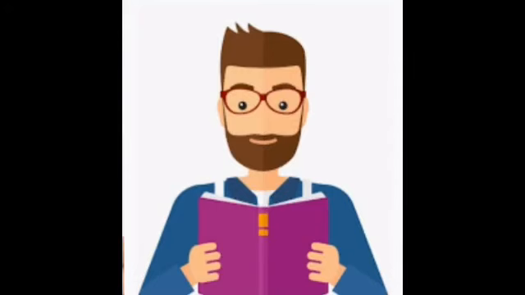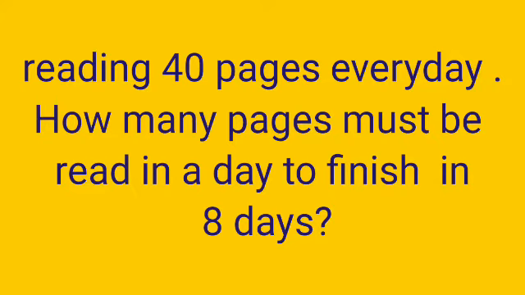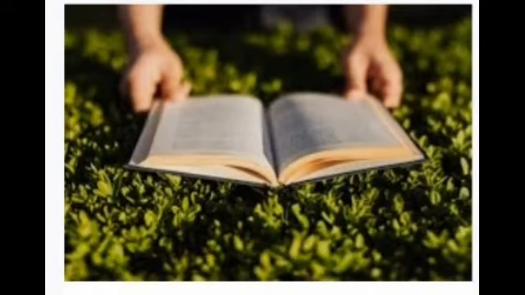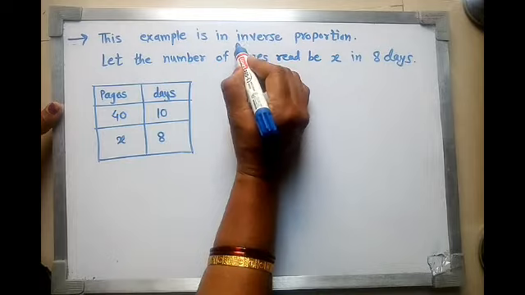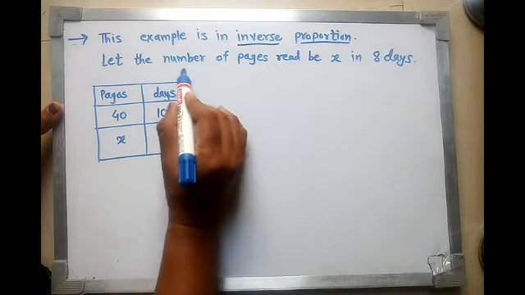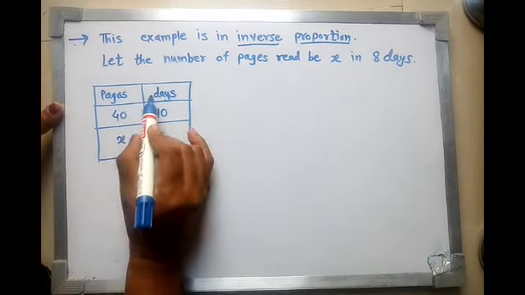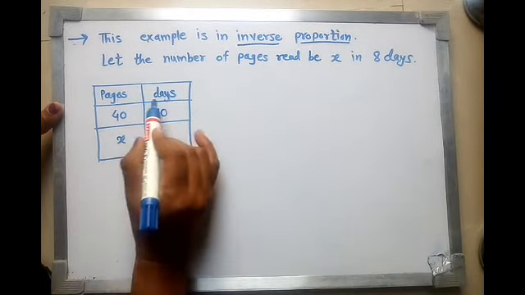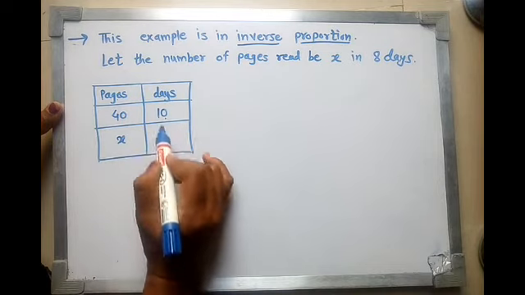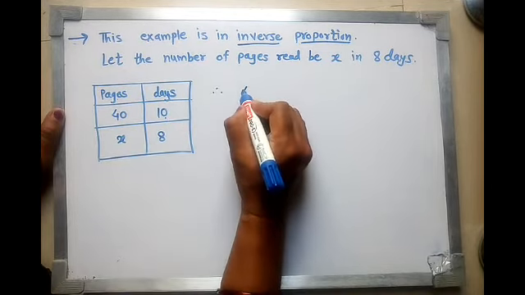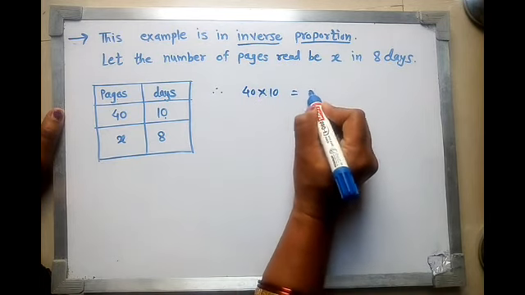The next example is the book reading of Mohan Rao. Mohan Rao took 10 days to finish a book, reading 40 pages every day. How many pages must be read in a day to finish it in 8 days? This example is inverse proportion. Let the number of pages read be X in 8 days. Make a chart for pages and days: 40 pages 10 days, X pages in 8 days.